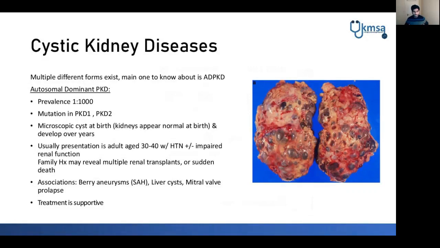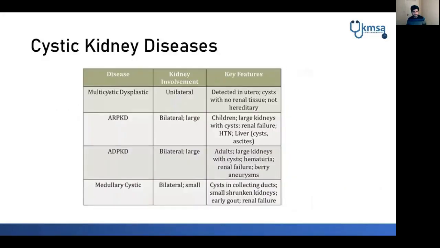Then you do an abdominal exam and you start to feel these masses, and on ultrasound you can see these big, cystic kidneys. How you'll get to know is the associations, so that you can get subarachnoid hemorrhages because of aneurysms, cysts in the liver, mitral valve prolapse. Treatment for these patients is supportive, and then eventually, if they need it, renal transplant.